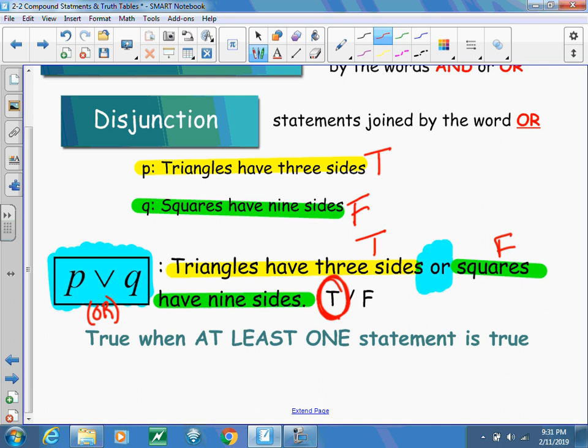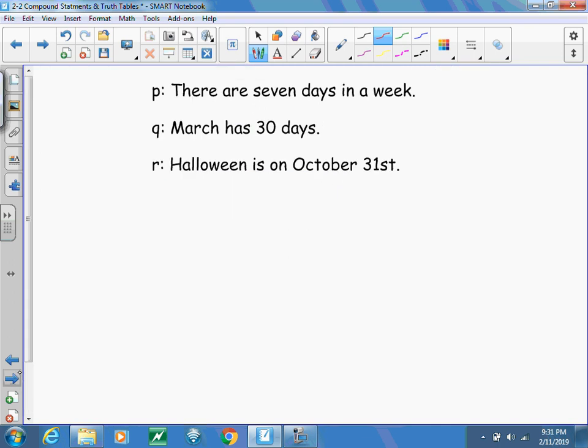All right, so I'm going to take a look at a couple different examples real quick. I have 3 statements here, P, Q, and R. So statement P says there are 7 days in a week, which I'm going to go ahead and say that's a true statement. And statement Q, March has 30 days. Well, that is a false statement because March has 31 days. And then lastly here, I have Halloween is on October 31st. Okay, that is a true statement. So I'm going to have us write a couple different options here.